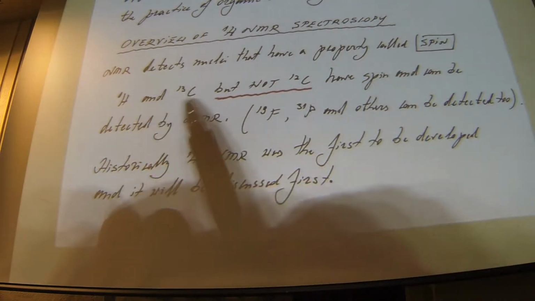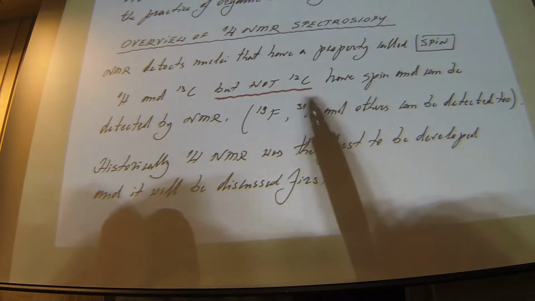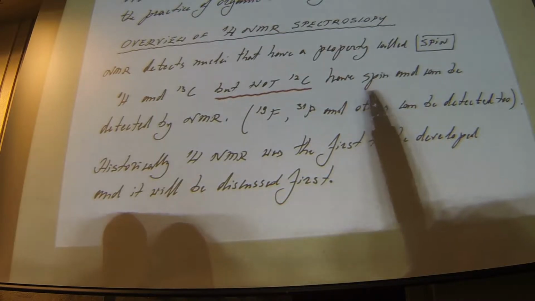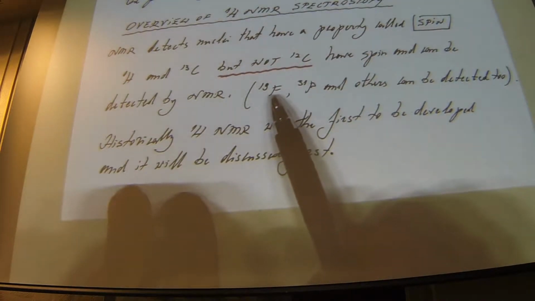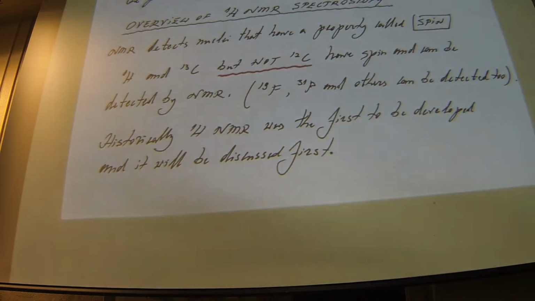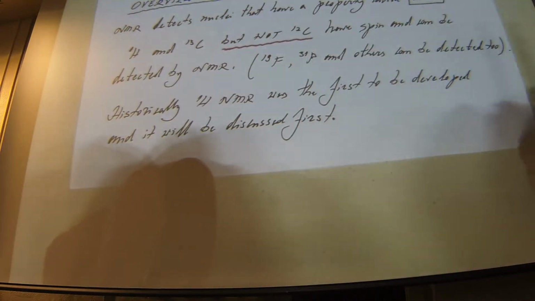So proton and C13 nuclei, but not C12 nuclei. This has important consequences. They have a property called spin. And so do fluorine 19, phosphorus 31, and some others. Only nuclei that have spin are going to be detectable by NMR. So any nucleus that doesn't have spin is invisible to the NMR spectrum. You don't see it at all. Historically, proton NMR was the first we developed, and that's the one we're going to discuss first.